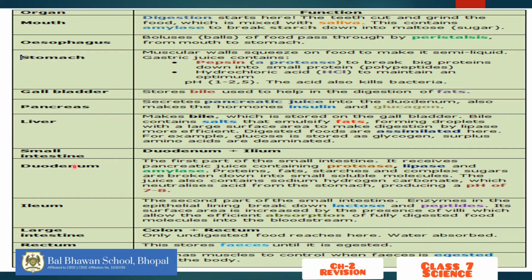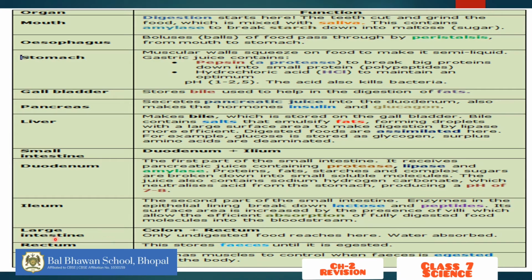Coming to the next, that is the small intestine, which has three parts, duodenum, jejunum and ileum. Specifically in the ileum, which is the last part of the small intestine, the absorption takes place, and because of the action of the enzymes peptidases and lactase, final digestion takes place and absorption occurs in the small intestine.